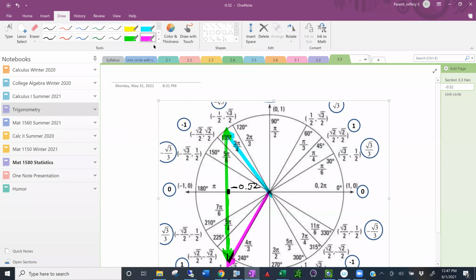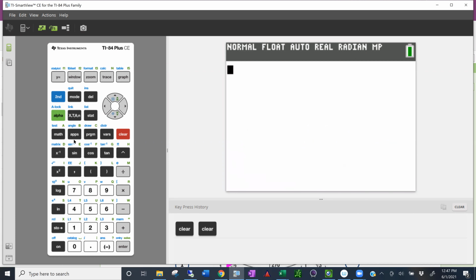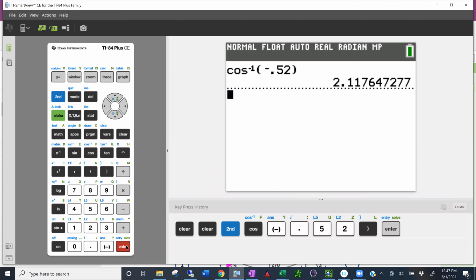So that light blue one is something that you can get from the inverse cosine. Theta is going to be the inverse cosine of negative 0.52. So let's do that on our calculators. Make sure you're in radian mode. Inverse cosine of negative 0.52. That's going to give me my first answer, about 2.117. So that's one way.